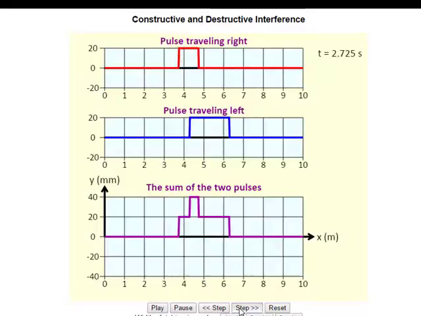We'll step through this. Just moving it a little bit forward. At this point, we have a maximum overlap between the red pulse and the blue pulse. And so for the entire length of the red pulse, the resulting purple pulse is 40 millimeters in amplitude. Let it go all the way through these. Each of these simulations is available on the Schoology page for today.